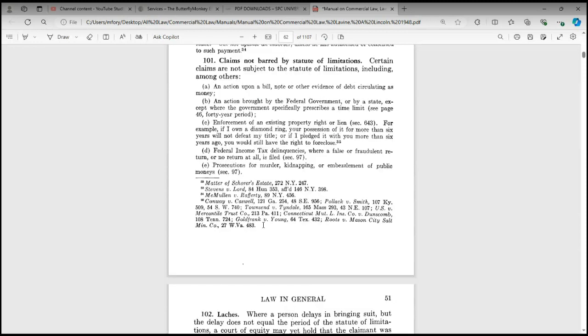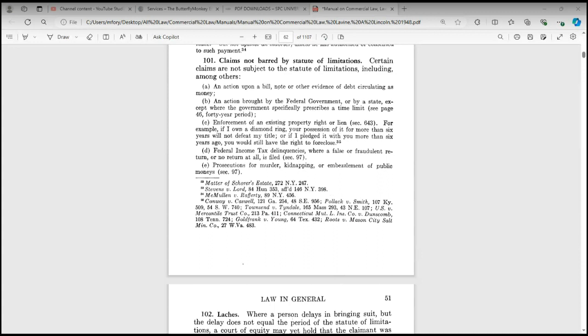Claims not barred by statute of limitations. Certain claims are not subject to the statute of limitations, including, among others, an action brought by the federal government or by a state, except where the government specifically prescribes a time limit. See page 46. Oh, that's that 40-year period.